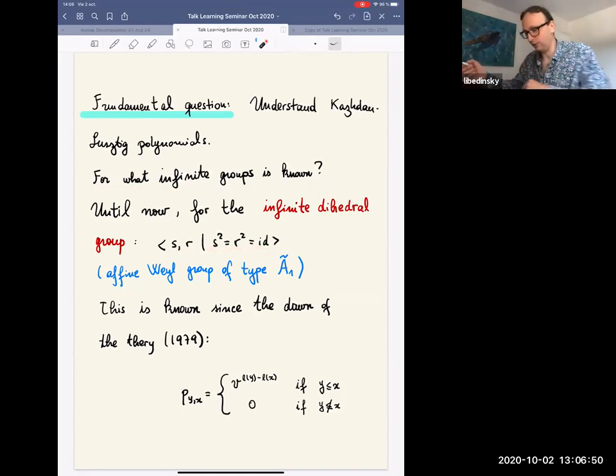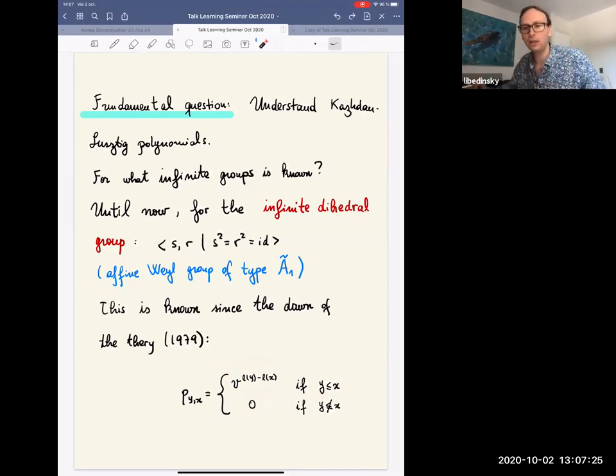So the affine Weyl group of type A1 tilde. And this was known immediately. This is very easy to calculate, and the polynomials are essentially, what did I do? The polynomials are this if y is less than x, and 0 if not. So it's very easy in this case, the infinite dihedral group. But other than that, there were no infinite groups that were known.